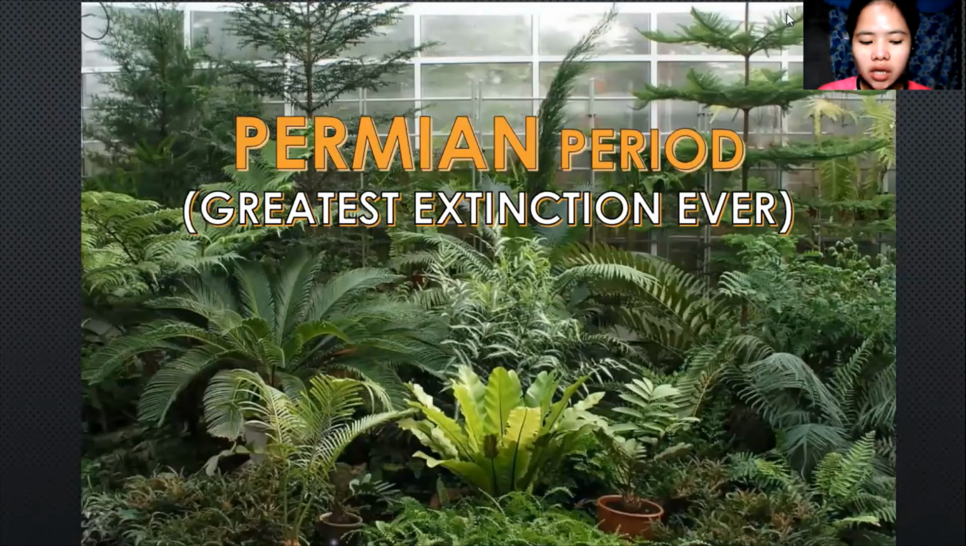And the last period is the Permian period. It is the last period of the Paleozoic era, or the greatest extinction ever. So, the Permian period is the great change of the earth, or the end of an era. Climates, continents, and living things were all changing dramatically. So, very fast. So, you can catch up, kumbaga, sa kapaspas ng change during the Permian period.